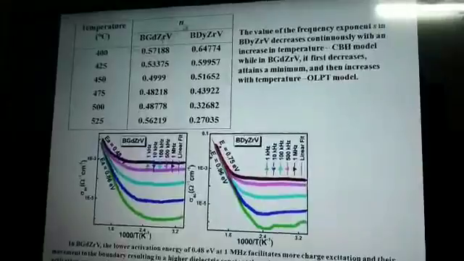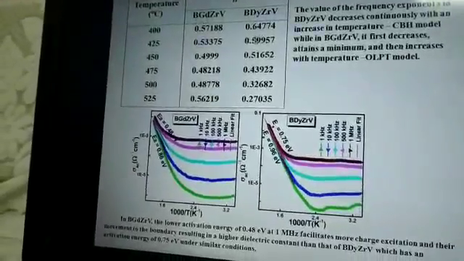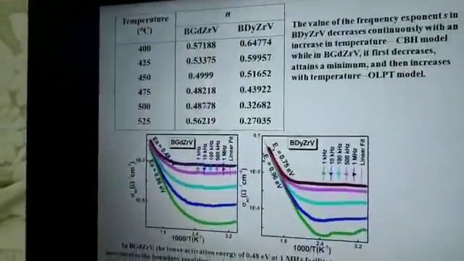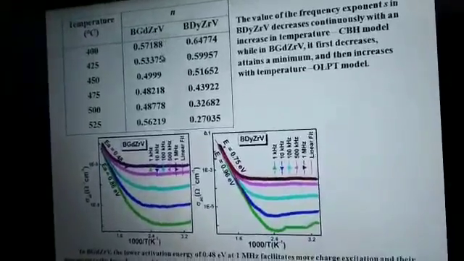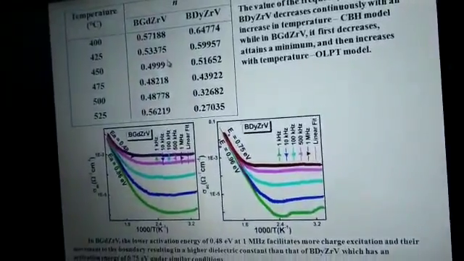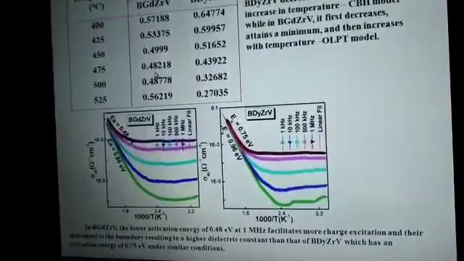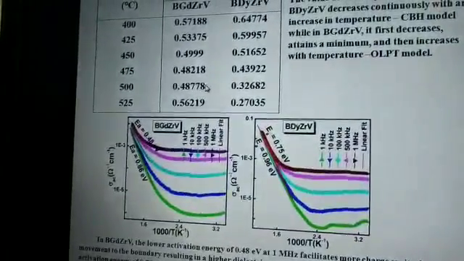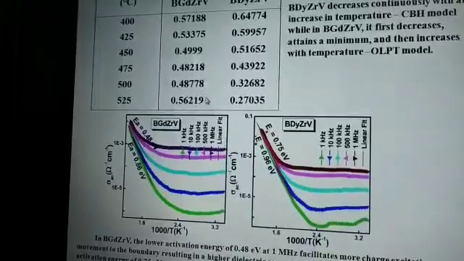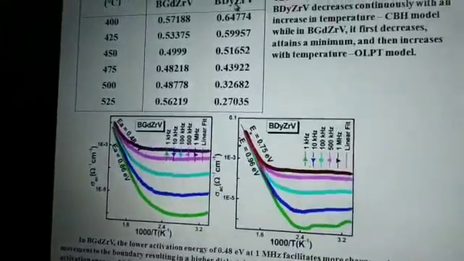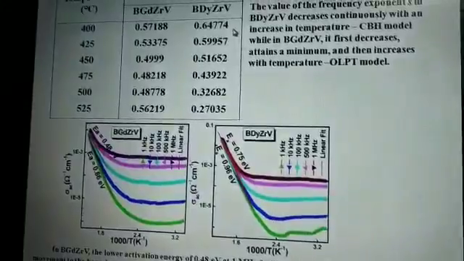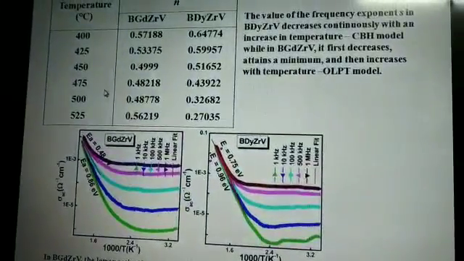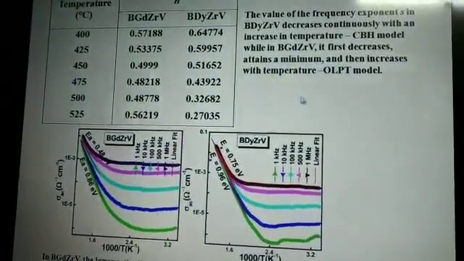This shows the frequency exponent of both the samples at different temperatures, and we observed that in BGdZrV the frequency exponent first decreases to a minimum, that is 0.48218, and then again increases. Thus this follows the OLPT model, whereas in BDyZrV the frequency exponent decreases with the increase in temperature. This follows the CBH model.